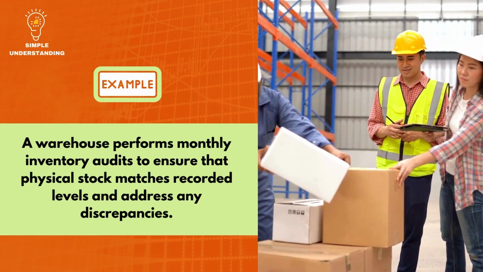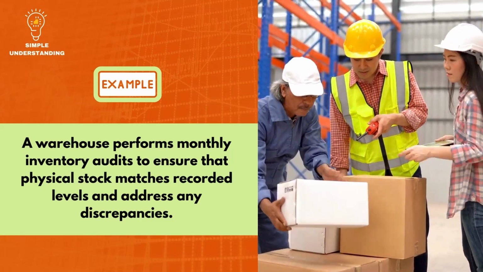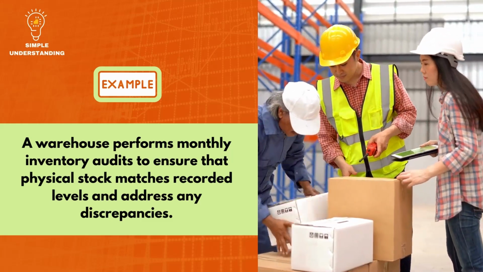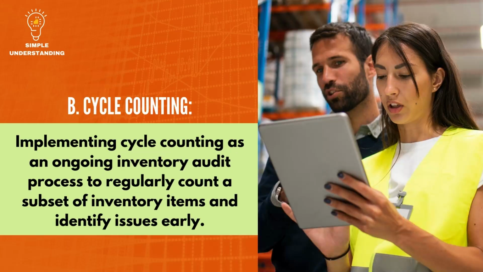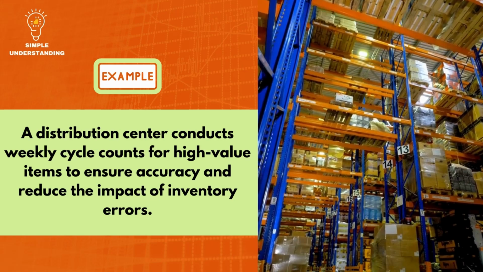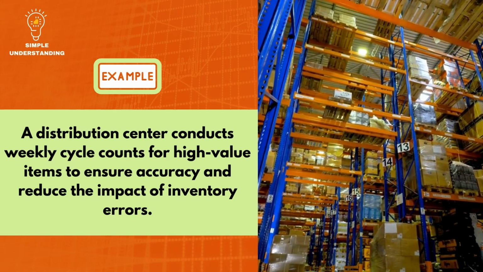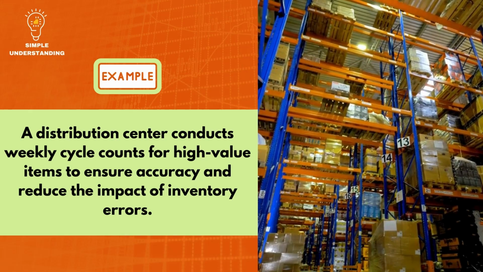Example: a warehouse performs monthly inventory audits to ensure that physical stock matches recorded levels and address any discrepancies. B. Cycle counting. Implementing cycle counting as an ongoing inventory audit process to regularly count a subset of inventory items and identify issues early. Example: a distribution center conducts weekly cycle counts for high-value items to ensure accuracy and reduce the impact of inventory errors.